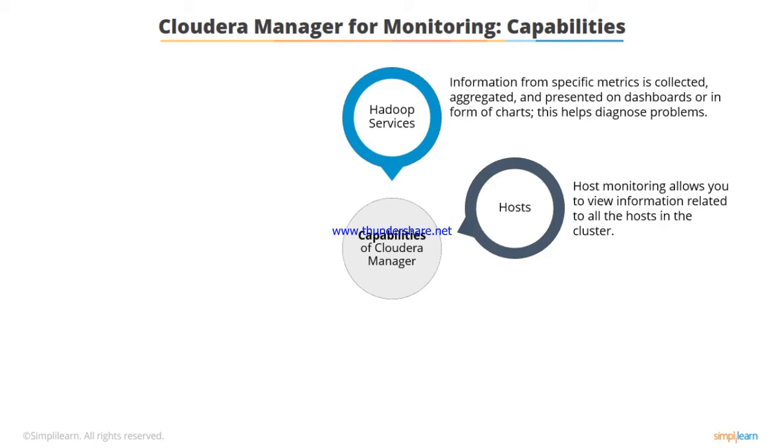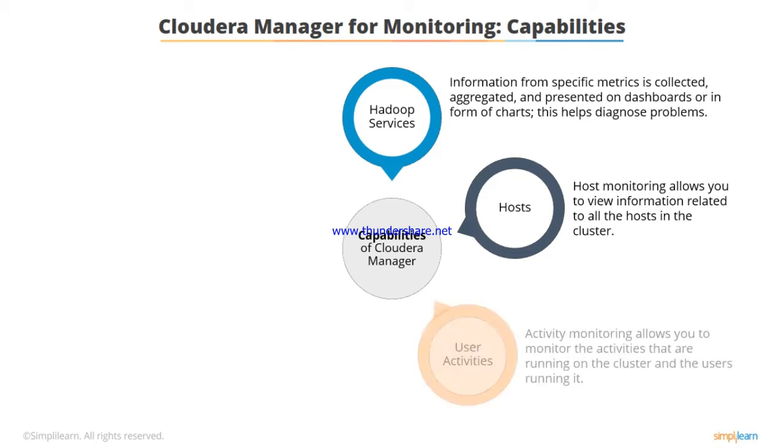Hosts. Host monitoring allows you to view information related to all the hosts in the cluster, such as the up or down status of a host, current resident and virtual memory consumption of a host, role instances running on a host, rack assignment, and so on. User activities. Activity monitoring allows you to monitor the activities that are running on the cluster and the users running it.